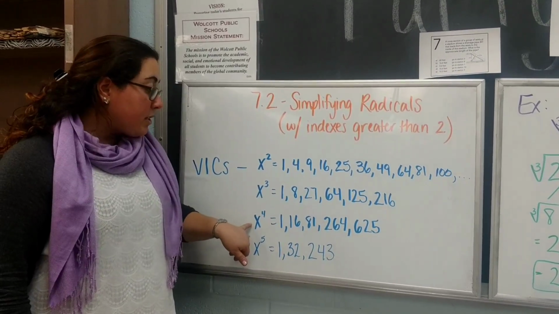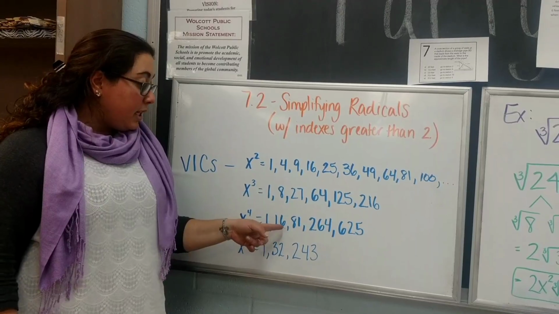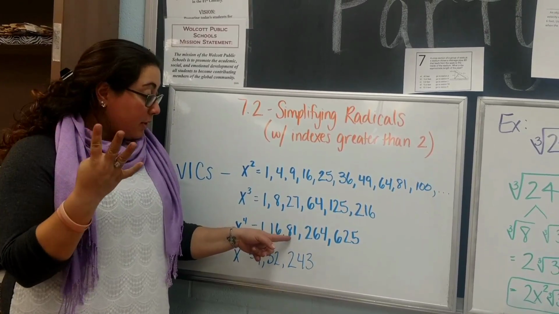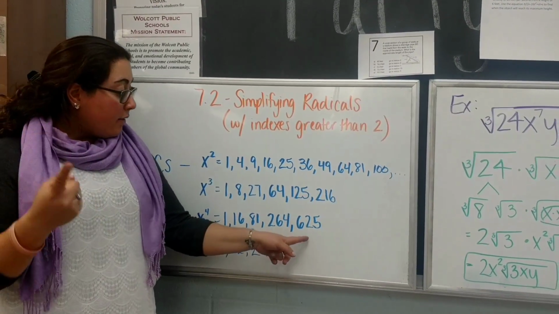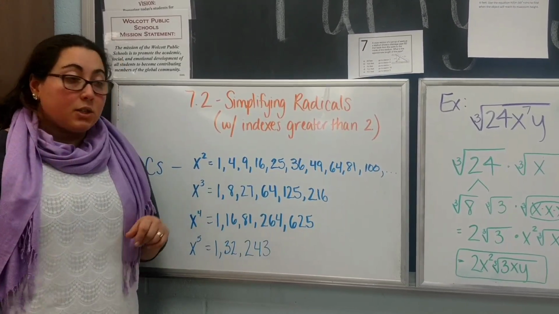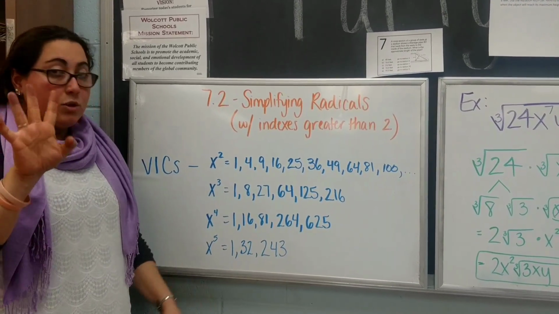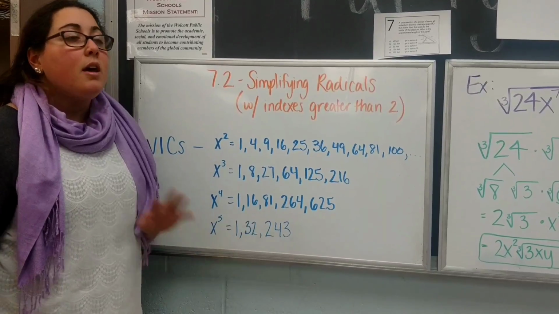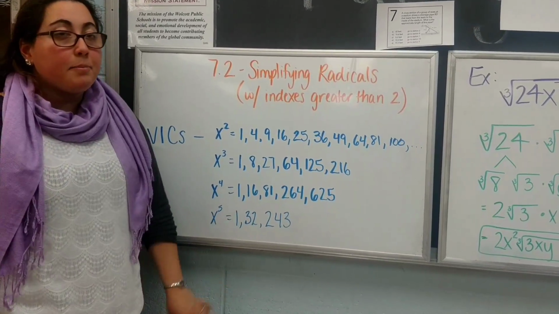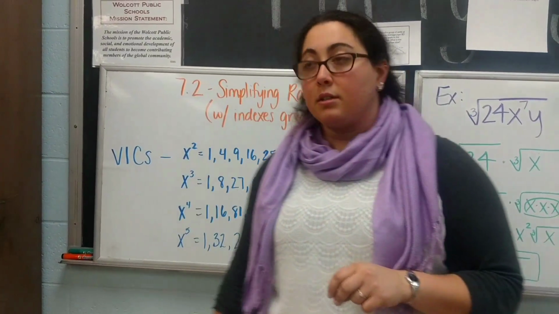Same with x to the fourth. 2 times 2 times 2 times 2 is 16. 3 times 3 times 3 times 3 is 81. 4 times 4 times 4 times 4 is 256. 5 times 5 times 5 times 5 is 625. X to the fifth, same idea, but you're multiplying it 5 times. So 2 to the fifth power is 32. 3 to the fifth power is 243. We won't go too far beyond that, but those are some of the ones that you should know.